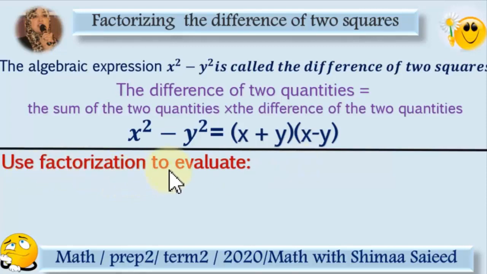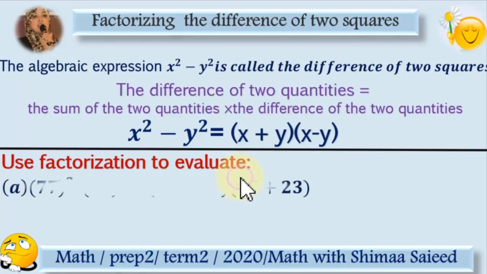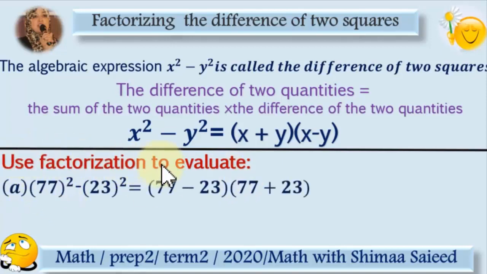Use factorization to evaluate 77 power 2 minus 23 power 2. Here we have number power 2 minus another number power 2. So we can use factorizing difference of squares: 77 minus 23 times 77 plus 23. So 77 minus 23 equals 54, 77 plus 23 equals 100, 54 times 100 equals 5,400.